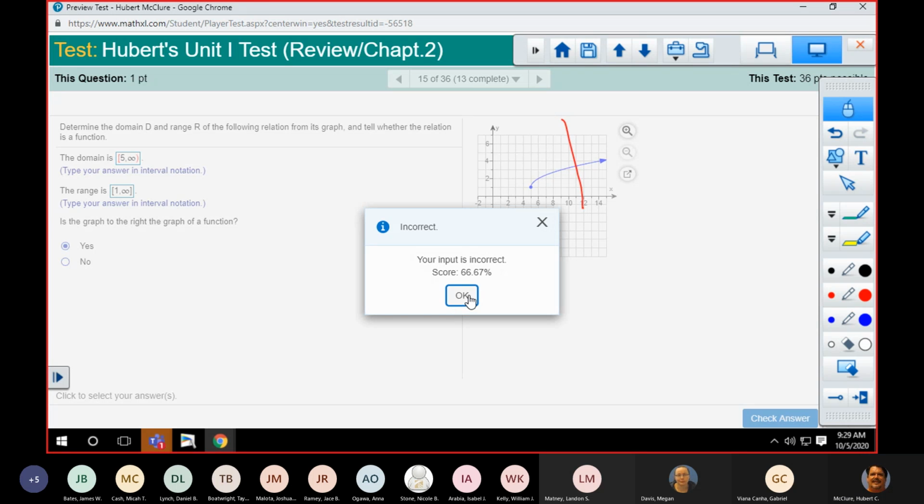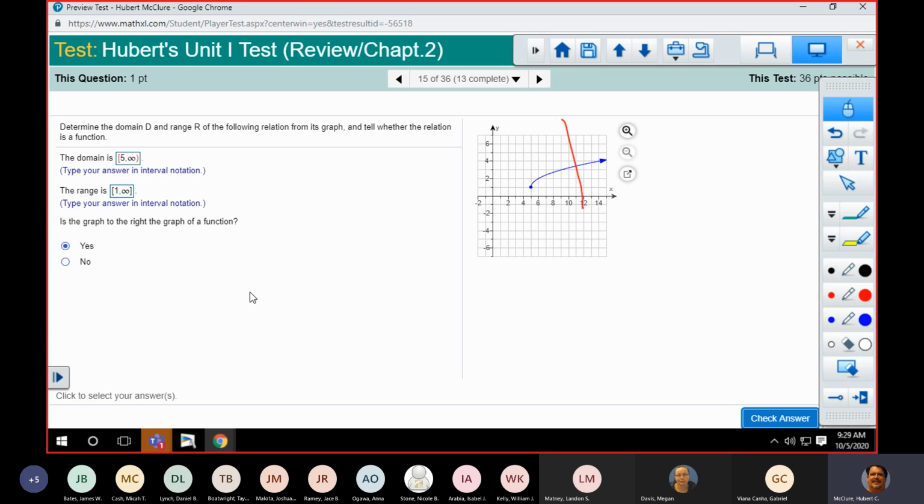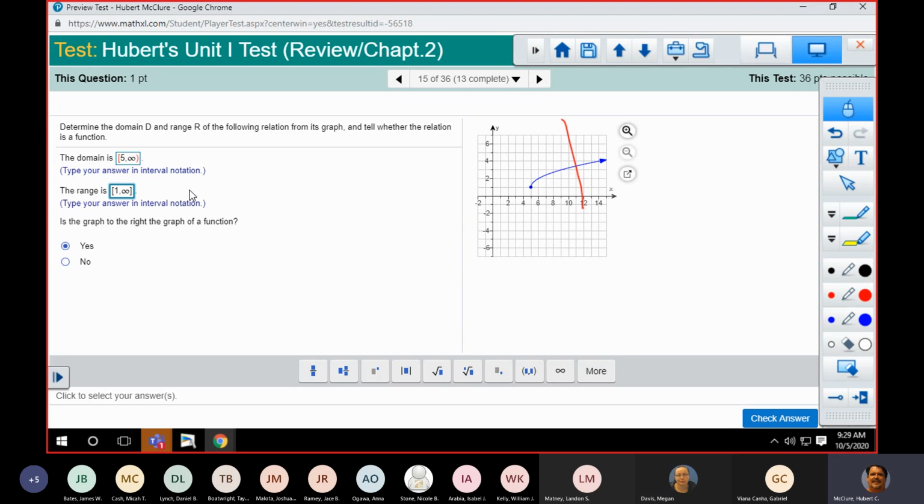Uh-oh. Did we get something wrong? The square bracket on the end of infinity. Oh, I'm sorry.